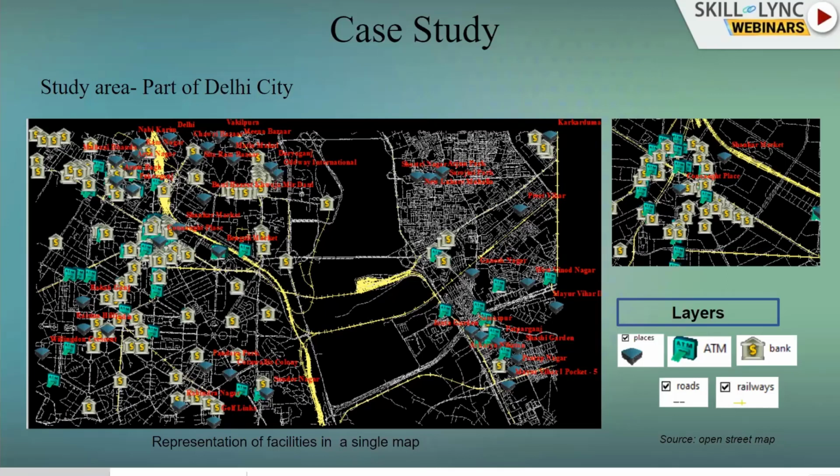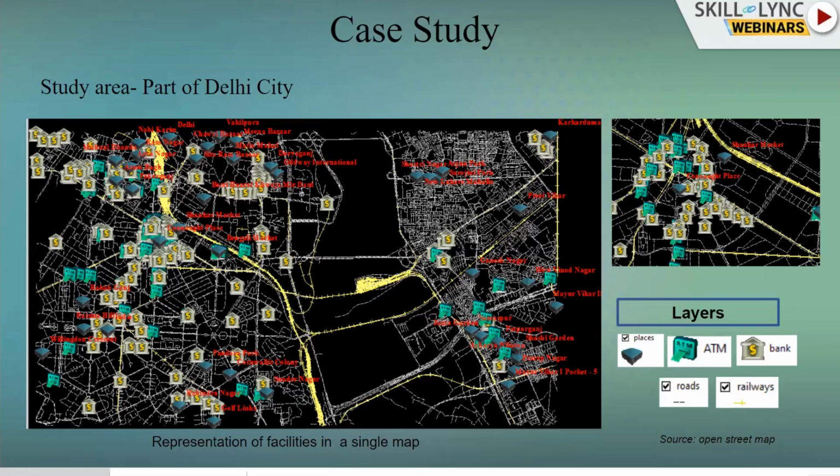This is an area I have taken from part of Delhi city, and you can see a few points with red color labels. These points represent different locations in this part of Delhi city. Then you can see the location of banks and ATMs in the right hand side image, a zoomed version of a particular area. The green color represents ATMs, and the white color represents bank facilities. So this is a specialty of GIS.